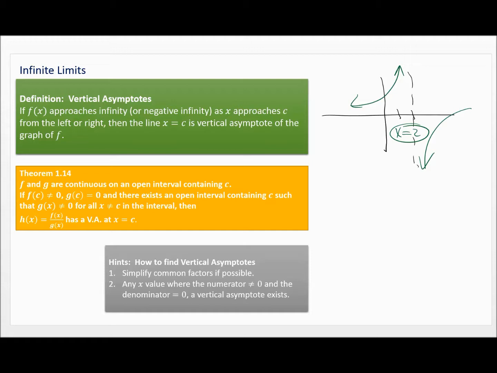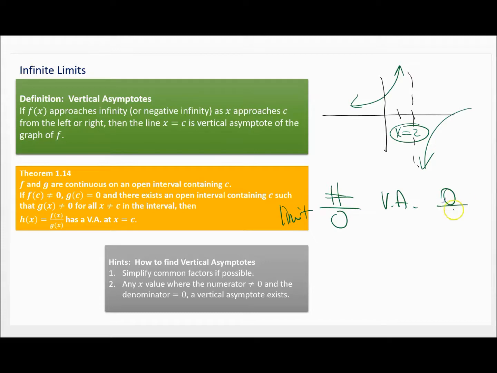If f and g are continuous on an open interval containing c, so f and g separately are continuous, and if f of c is not equal to 0 and g of c is equal to 0, and there exists an open interval containing c such that g of x is not equal to 0 for all x not equal to c in the interval, then, I know that's a lot, right? h of x equals f of x divided by g of x has a vertical asymptote at x equals c. Basically, what this is saying is if you have a number over 0 when you take your limit value, then you're going to have a vertical asymptote.